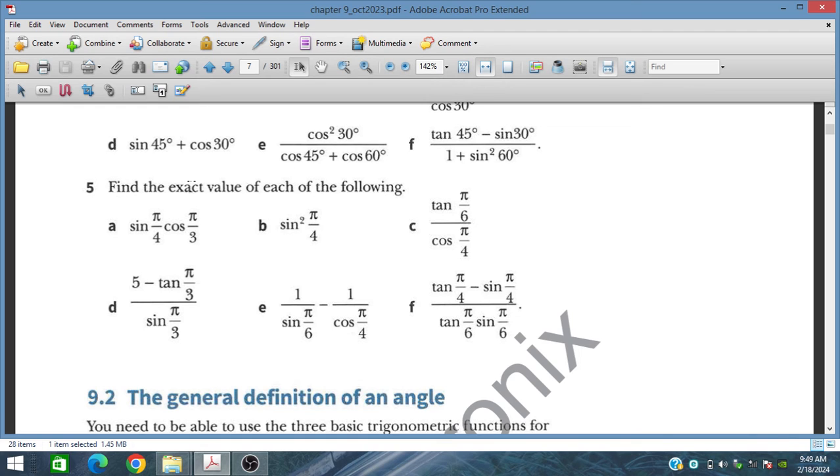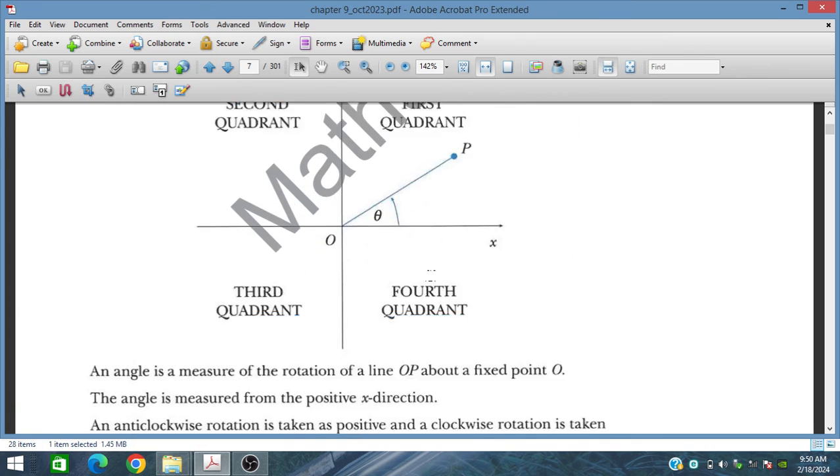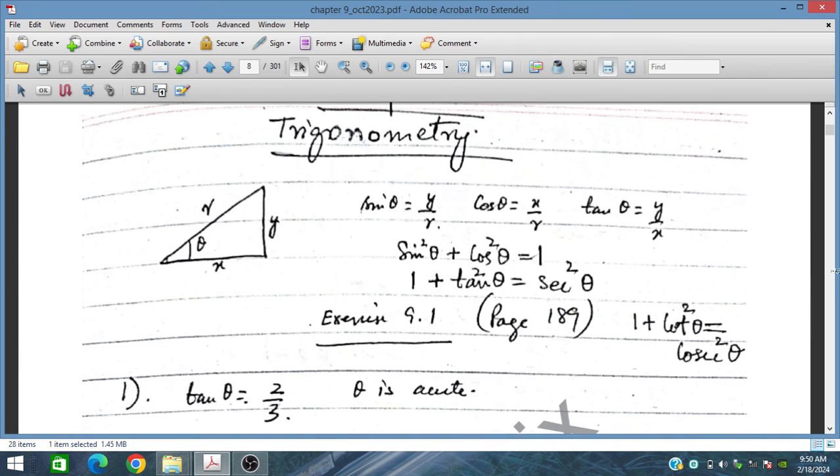Find the exact values of the following: sine 45. Here pi by 4 is 45 degree, and pi by 3 is 60 degree, because pi is equivalent to 180 degrees. So in terms of radian, we are just writing it in terms of radian. We can assume pi is 180 degree, 2 pi is 360, pi by 2 is 90 degree, pi by 4 is 45 degree, pi by 3 is 60 degree. This is very, very easy, and we can easily solve this.